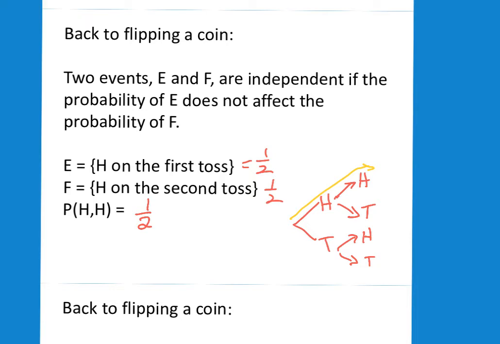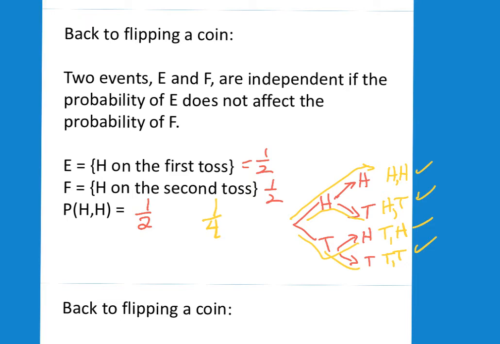If we follow this tree diagram, we're going to get heads and heads. We're going to get heads and tails. We're going to get tails and heads. And we're going to get tails and tails. There are 1, 2, 3, 4 possible outcomes. How many of them are heads, heads? Well, the answer to that is 1/4, 1 out of 4.